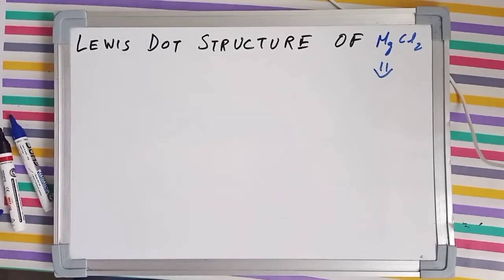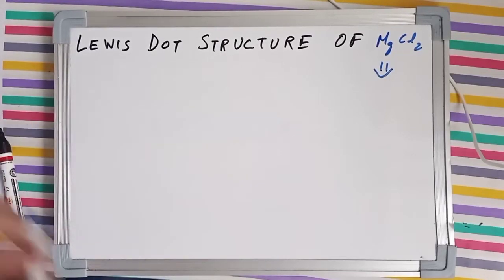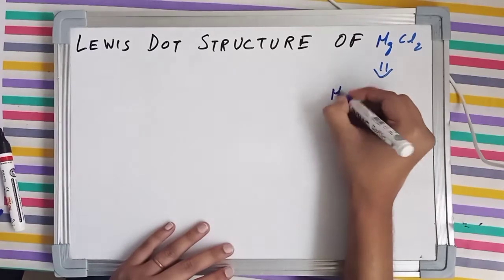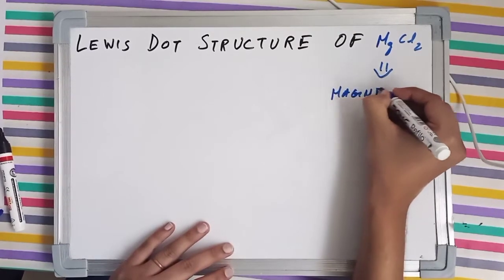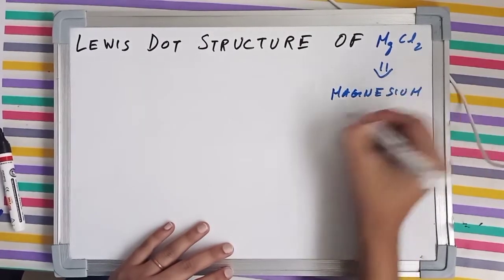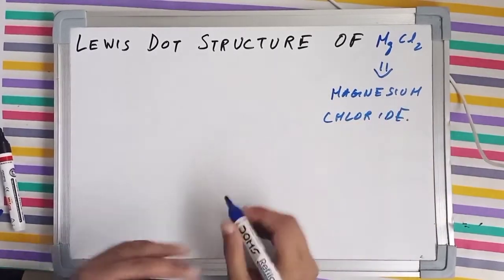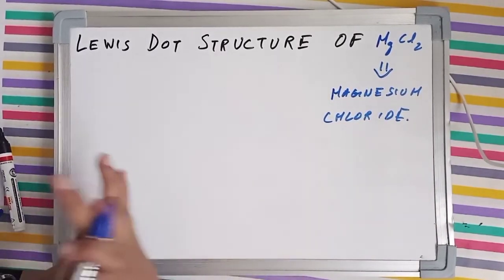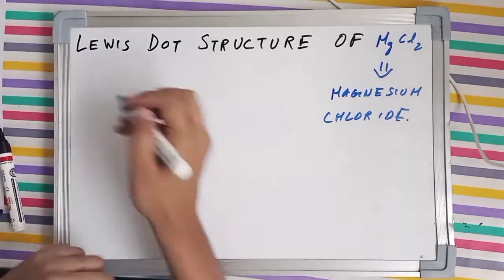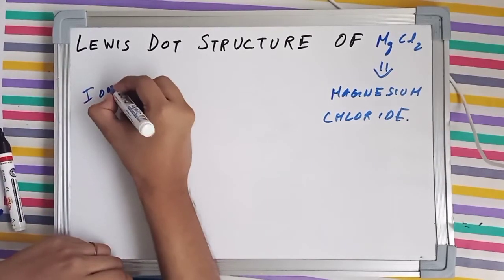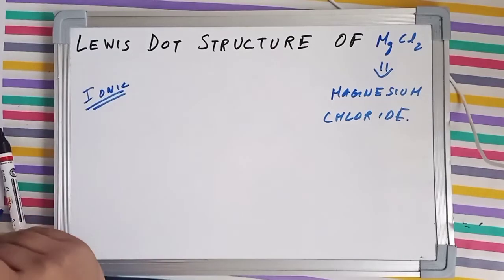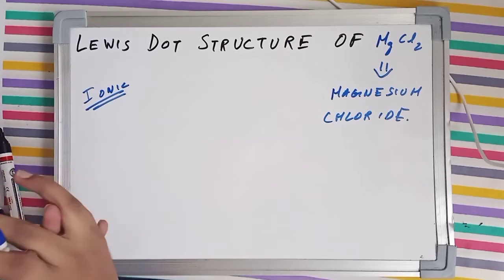Welcome everyone. Today we'll be drawing the loose dot structure of magnesium chloride. Now before starting I want to make this clear that magnesium chloride, MgCl2, is an ionic compound, which means there will be transfer of electrons, in contrast to covalent compounds in which there is sharing of electrons.